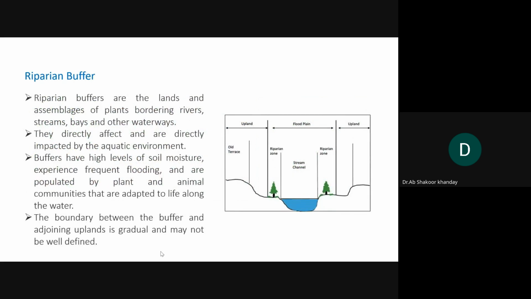So now, a very important component of the agroforestry system, that is riparian buffer. Riparian buffers are the lands and assemblages of plants bordering rivers, streams, bays, and other waterways. They directly affect and are directly impacted by the aquatic environment. Buffers have high levels of soil moisture, experience frequent flooding, and are populated by plant and animal communities that are adapted to life along the water. The boundary between the buffer and adjoining uplands is gradual and may not be well defined.